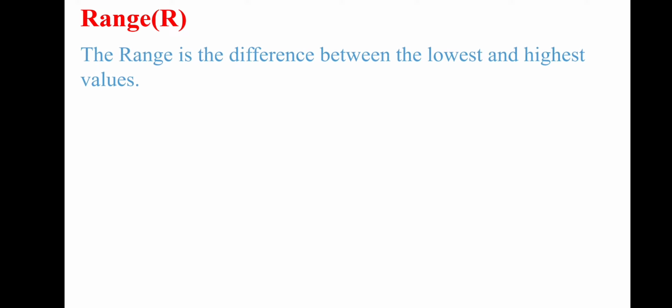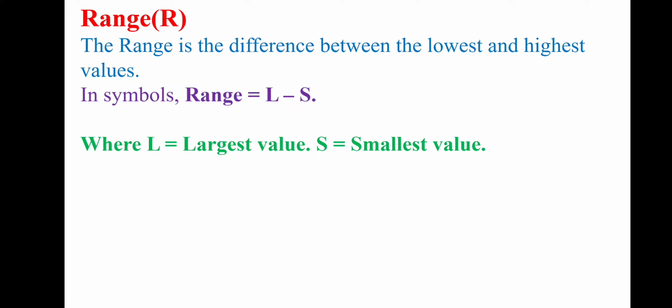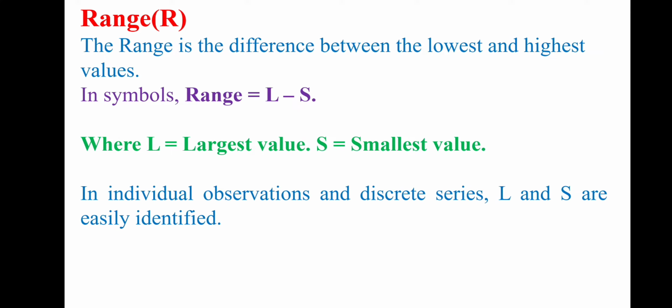First, the simplest definition. The range is the difference between the lowest and highest values, maximum value and minimum value. In symbols, range equals L minus S, where L is the largest value and S is the smallest value. In individual observation and discrete observation, L and S are easily identified.